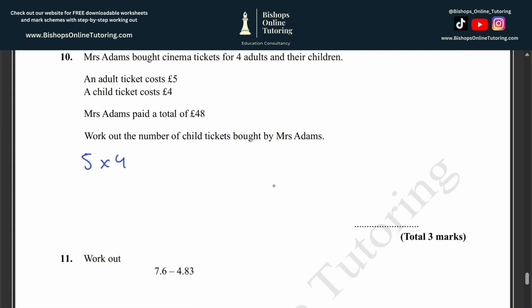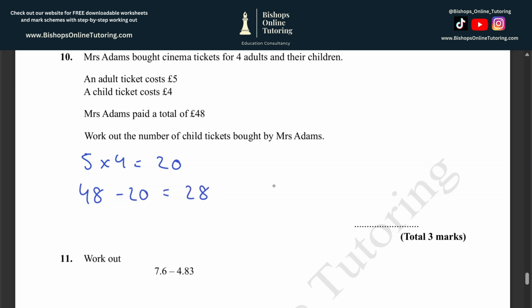So we do 5 times 4, and that's 20. So now let's do 48 minus 20, and that gives us 28. A child ticket costs £4, so now we just do 28 divided by 4, and that gives us 7. So she buys 7 child tickets.